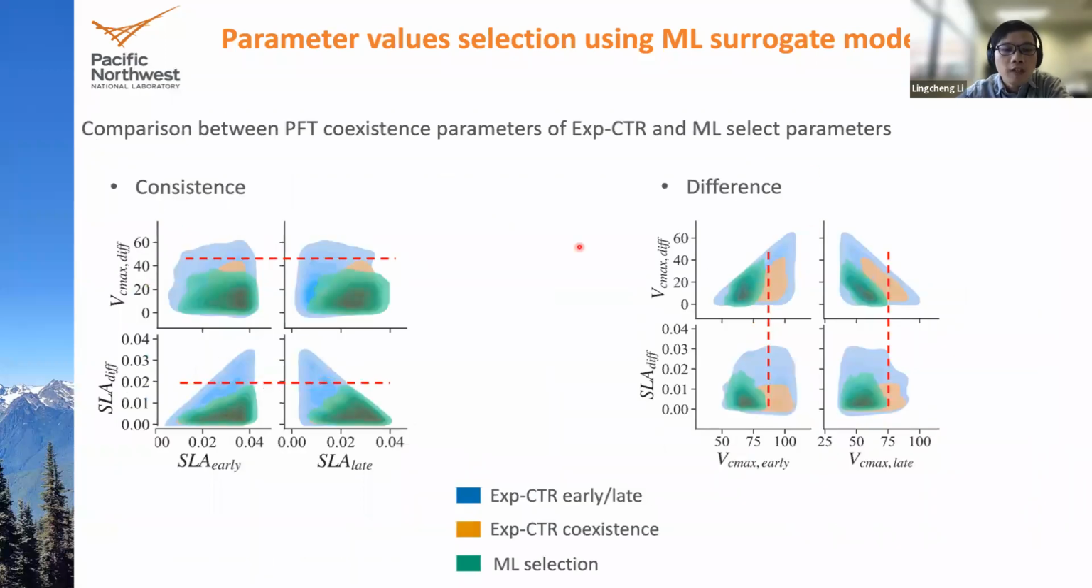And then when we compare our machine learning selected parameters with the control experiments, you can see there is consistency between the green color and the orange color. The green color is the machine learning selected parameters. The orange color is the coexistence parameters from the control experiment. So they show some consistency, which means machine learning tries to find the parameters within the coexistence cases in the control run, but they also have differences. You can see the machine learning selected parameters have smaller VC max in the early and late PFTs compared to the training data, the coexistence experiments of the control run.